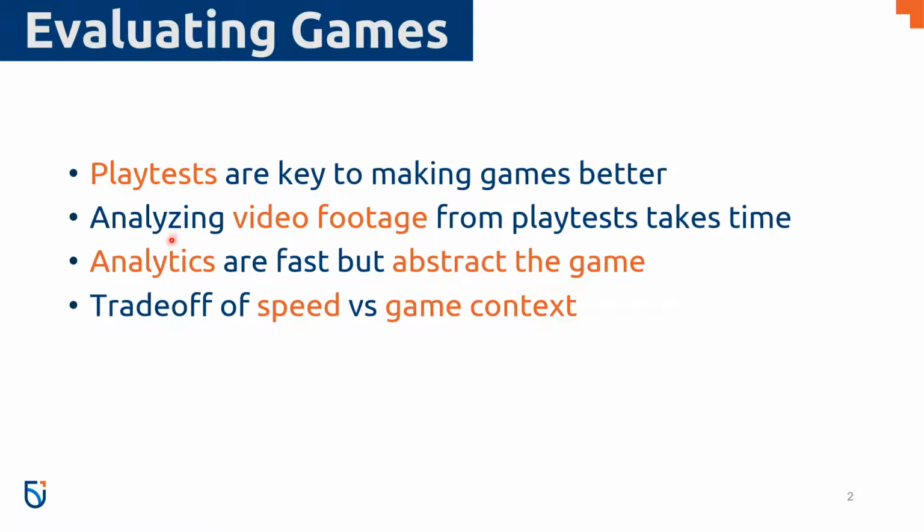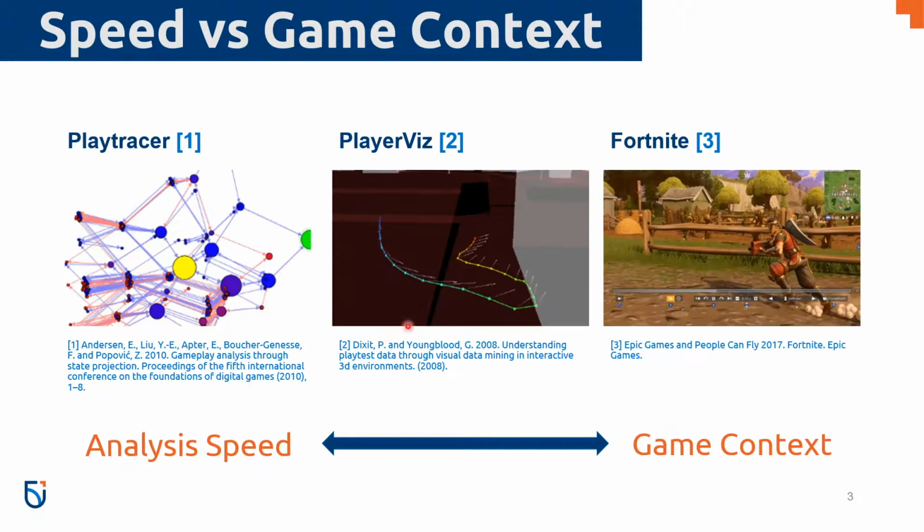Recently there's been a lot of research into the area of game analytics. Game analytics are great because they're very fast. You're able to show a lot of data really quickly, but in doing so, you often abstract away the game to a different form. The game can take the form of just a series of data points. In doing so, you lose a lot of the game context that helps inform why players made the decisions that they did. So you're trading off speed for context. You can see that here.